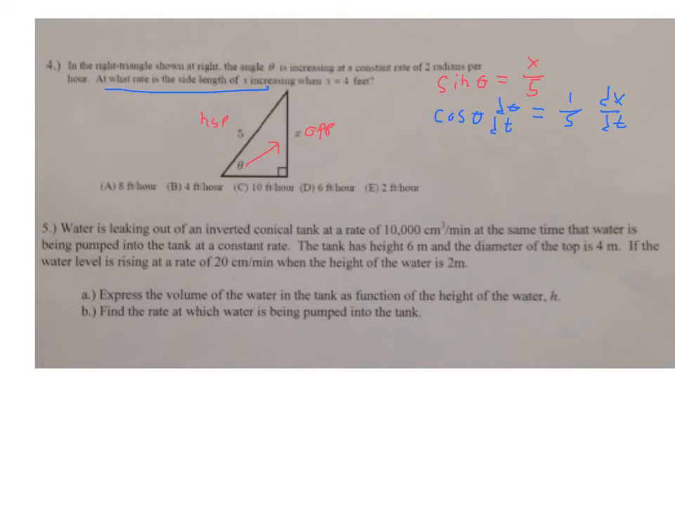At what rate is this increasing? So we're looking for dx dt. We know that this is d theta dt, and we don't know what cosine is, but because we were told that x is equal to 4, this is the Pythagorean triple 3, 4, 5, and cosine of an angle is the adjacent over the hypotenuse. Multiply both sides by 5. The 5's cancel. 3 times 2 is 6.